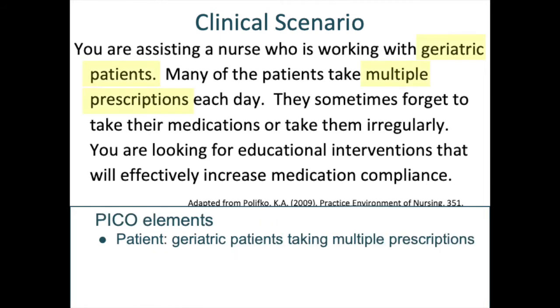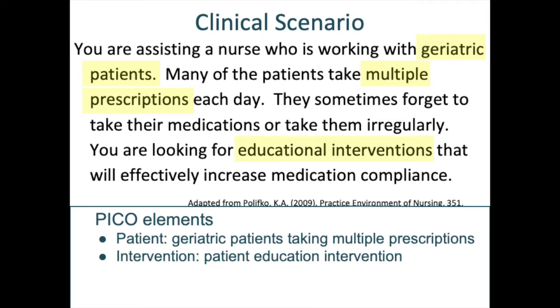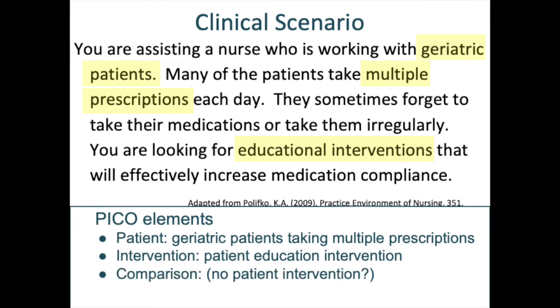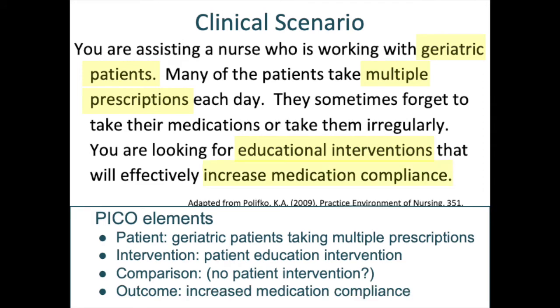For this scenario, the patient or population would be geriatric patients taking multiple prescriptions. The intervention would be some kind of patient education. The comparison is tricky here, and there's not always a comparison. But we could say that the comparison is a different kind of educational intervention. So we could compare two types, or the comparison could state that there is no patient intervention as a comparison group. The outcome would be increased medication compliance.